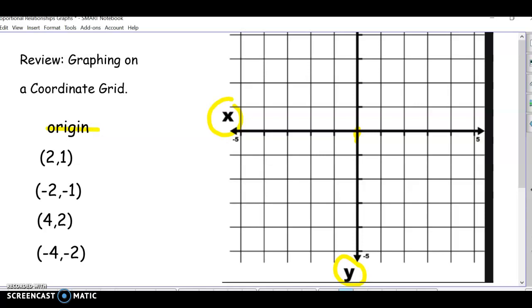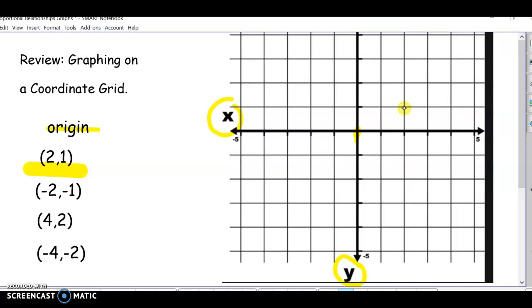Okay. All right, now when we plot points, I hope you all remember, we have what we call an ordered pair. The first number is the x coordinate and the second is the y. Okay, so for the point 2, 1, I'm going to go over 1, 2, and then up 1, and I'm going to put my point right there.